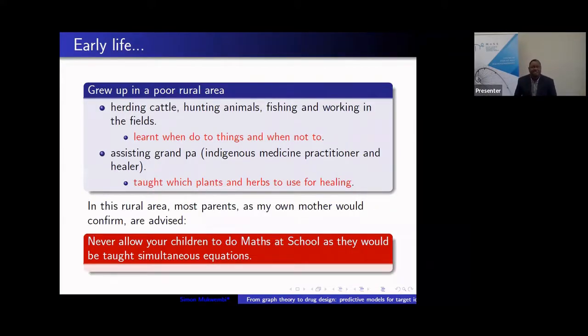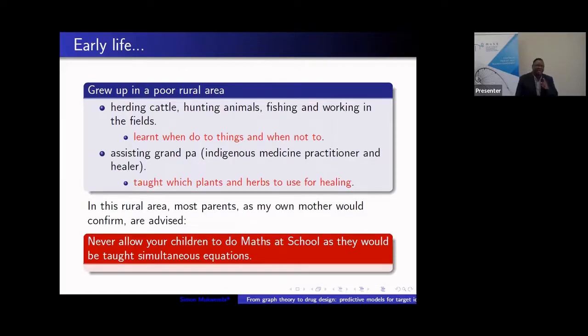Well, maybe let me start by introducing myself. There are some aspects in my life that actually shaped the way I do things, the way I think, and perhaps some of my decisions. I grew up in a very poor rural area, and I was herding cattle, hunting animals, fishing, and of course working in the field. And these exercises taught me when to do things and when not to do things.